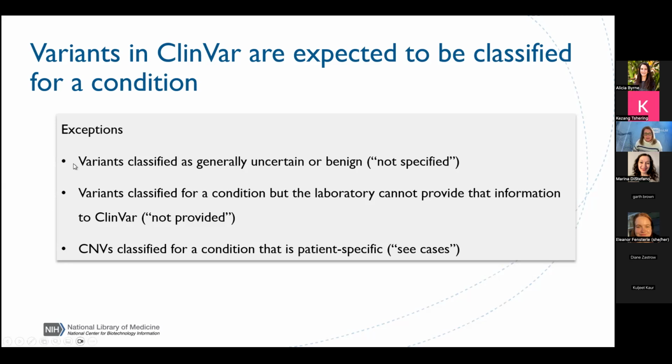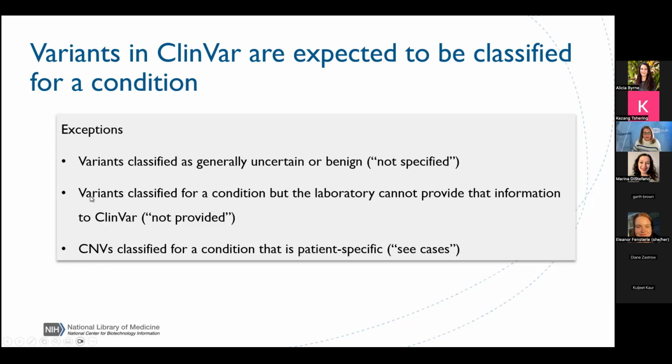The first of these is that sometimes a variant is generally classified as uncertain or benign. So let's say you're looking at a variant and the allele frequency is so high that you think it's just unlikely that it's going to cause any disease. And so the submitter might consider it to be generally benign, and they don't even want to specify that it's benign for a particular disease. They think it's generally benign. In that case, instead of giving us a disease name, they would literally give us the words "not specified" as the condition.